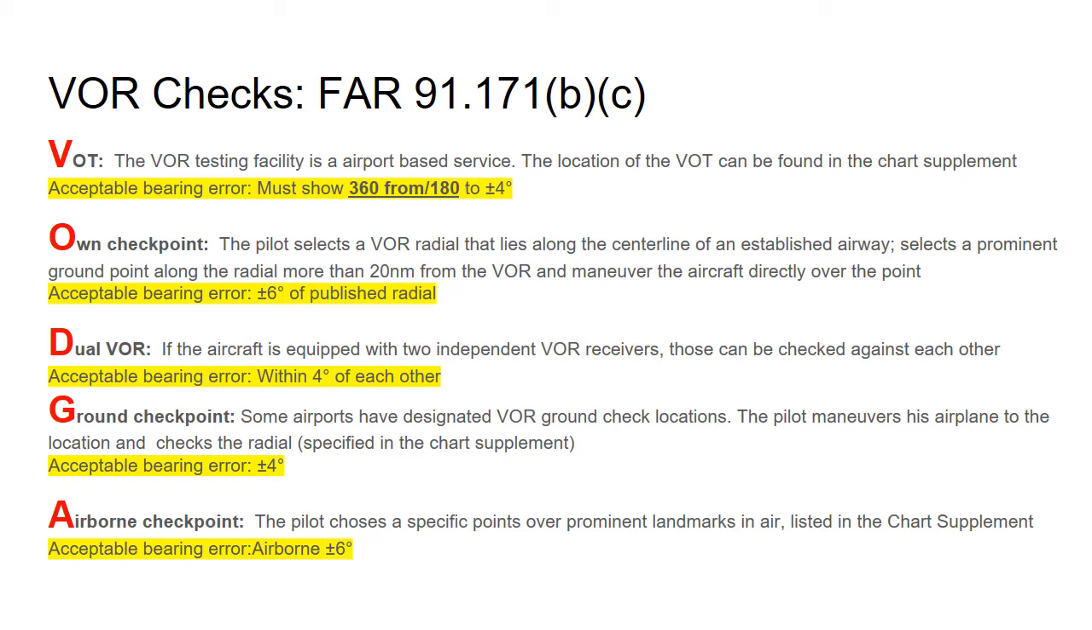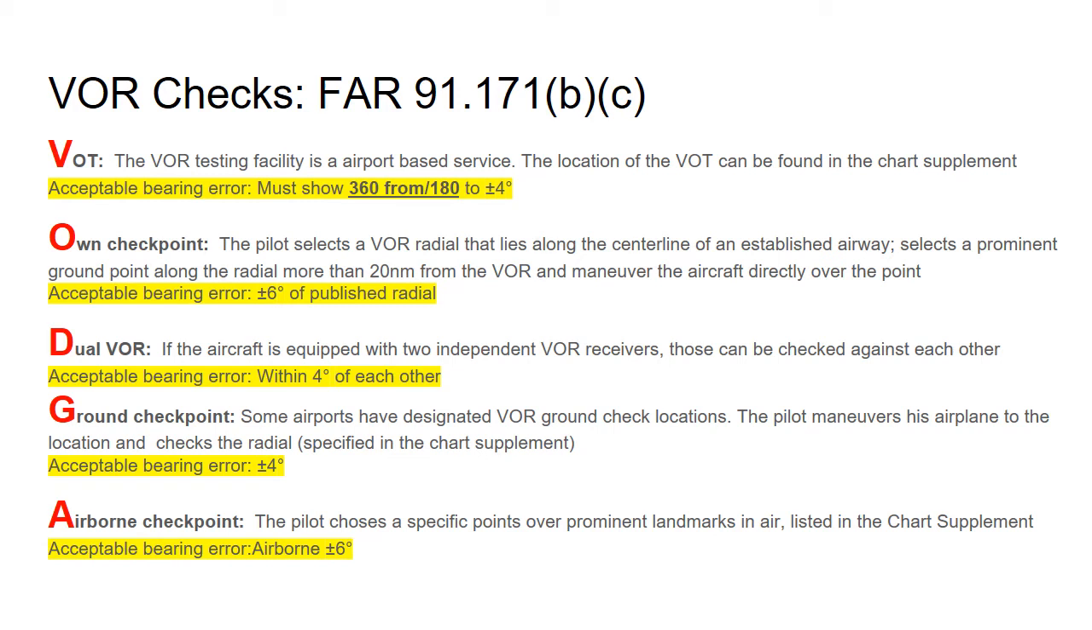When you tune and identify this frequency, turn the OBS to 180 and the needle should center plus or minus 4 degrees with a to flag. Remember 182, as in a Cessna 182, to help you remember this. Then twist it to 360 and you should get a centered needle, again plus or minus 4 degrees, with a from indication. You should note any error in the log. You can also select your own checkpoint on a map. You get up to 6 degrees variance with this type of check because it's harder to position the aircraft accurately over your spot.